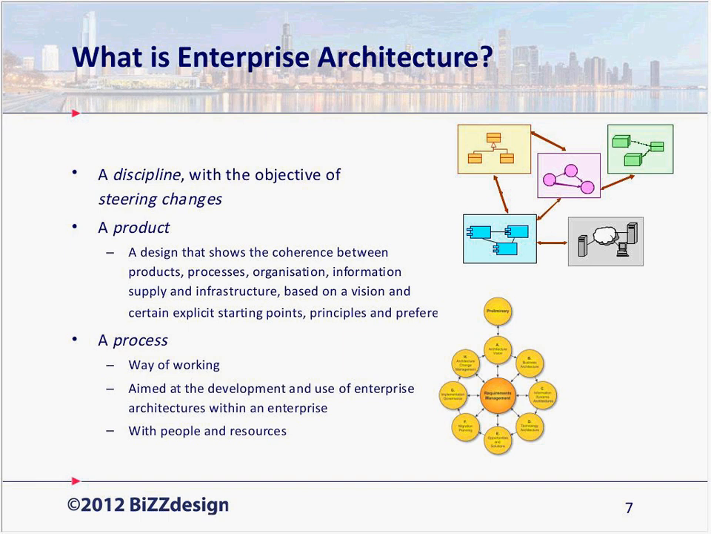Architecture has two aspects. The product, that's the first one, that's really about a design. That's how the current situation is looking, or how the target situation should look. So that's about the coherence between process, products, information, application, and technical infrastructure. So the describing part of enterprise architecture.